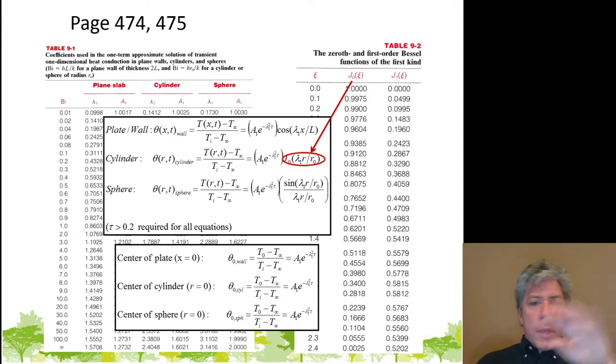I get that the left-hand side is the dimensionless temperature. I get that tau is the Fourier number, the dimensionless time. But where did the Bi number get off to, right? It's gone. Where did it go?